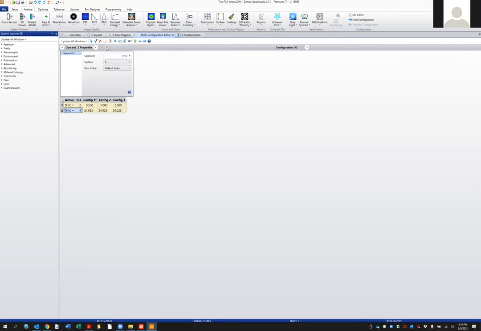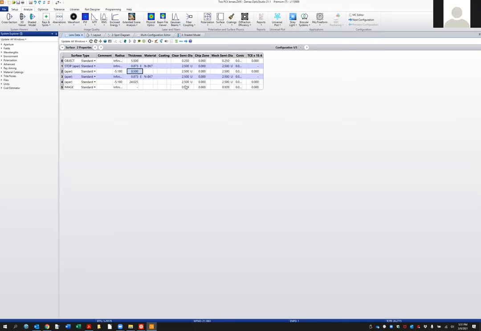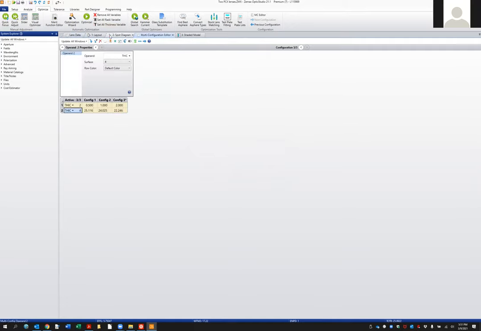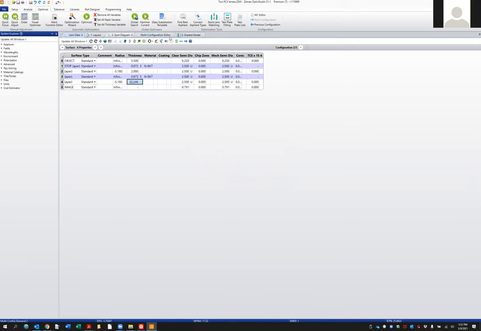Okay, now if I want to do optimization, I can't do it in here, but I can go to my lens data sheet and I can go into configuration 1 and do a quick focus. Then I can go into configuration 2 and do a quick focus. Then I can go into configuration 3 and do a quick focus. And the nice thing is that when I do quick focus, or if I do an adjustment, it only changes the configuration that I'm currently looking at in here.